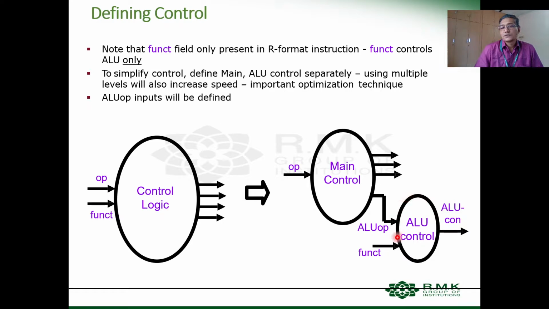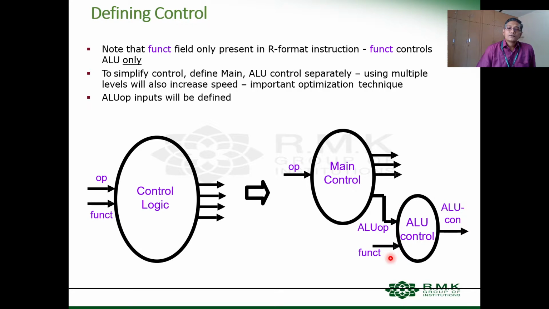Based upon the opcode, the ALU op signal will be initiated and it will control the ALU control unit. The output from the main control unit is the ALU operation. Along with the ALU operation, one more input to the ALU control is the function field. Whatever bits are available in the function field are directly given to the ALU control. So if the opcode field is all 6 bits, then this ALU op will be initiated so that the arithmetic operation should be done.